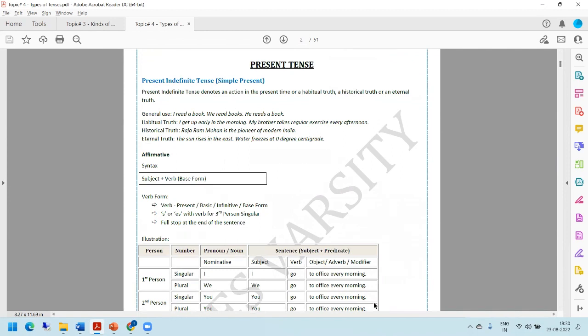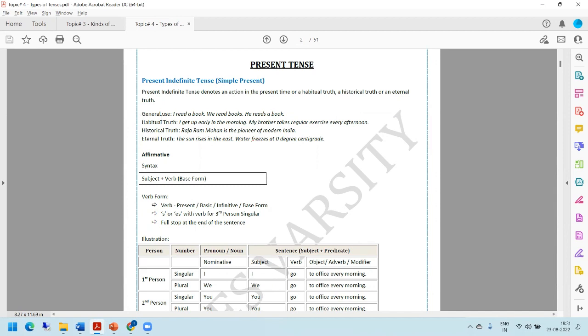Present tense. What is present tense? Here we are discussing present indefinite tense, which is a simple tense. Present indefinite tense denotes an action in the present time or a habitual truth, a historical truth, or an eternal truth.